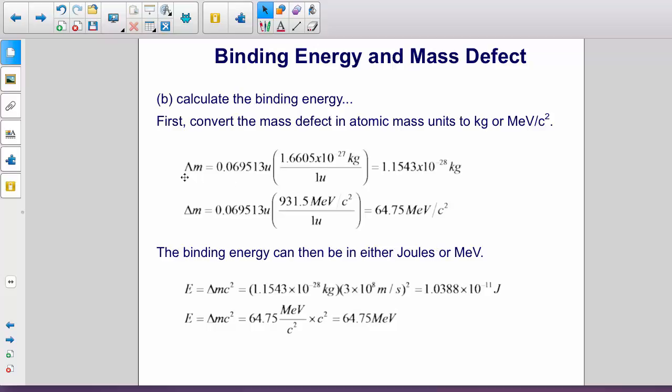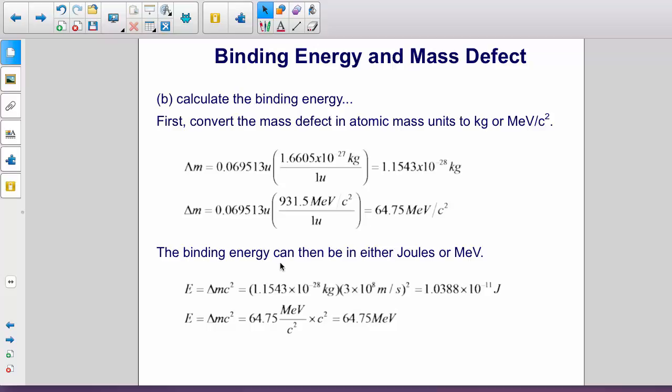We do this for units of kilograms by using the conversion factor 1.6605 times 10 to the negative 27 kilograms per atomic mass unit. When we multiply the mass deficit by this, we get 1.1543 times 10 to the negative 28 kilograms. Somewhat unwieldy number. If we do this into MeV per c squared, we simply multiply the mass deficit by 931.5 MeV per c squared per atomic mass unit, with the result that the mass deficit is 64.75 MeV per c squared.